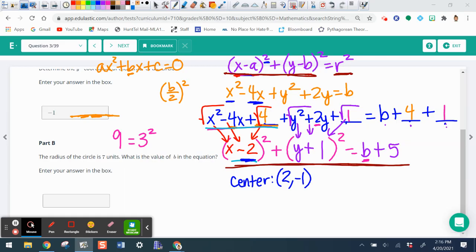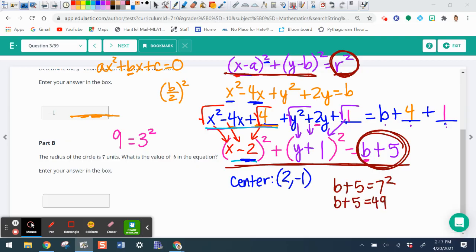So if it tells us that the radius of the circle is 7 units, they're telling us the length of the radius is 7 units. What's the value of b in the equation? So if the length of our radius is 7, then this term right here should be 7 squared, which is 49. So we need b plus 5 to equal 7 squared, or, in other words, 49. So to solve for b, we simply subtract 5 from both sides, and b will equal none other than 44.